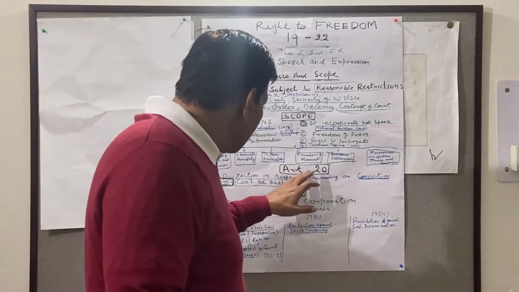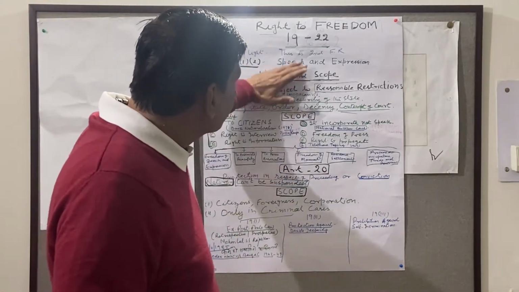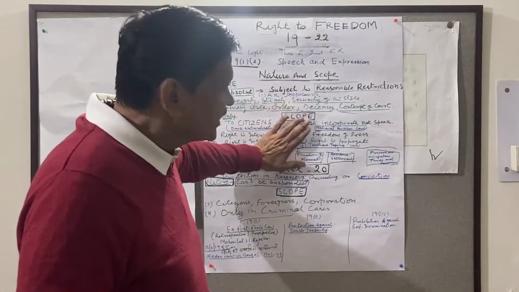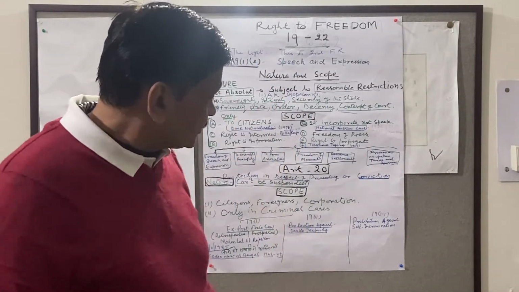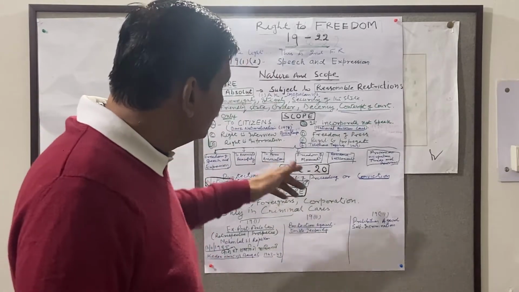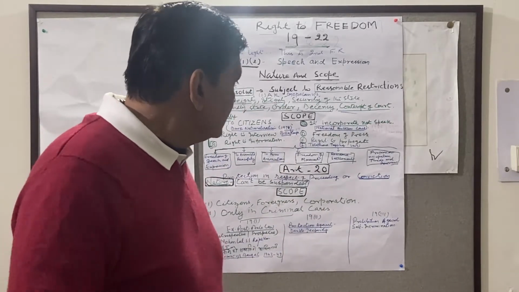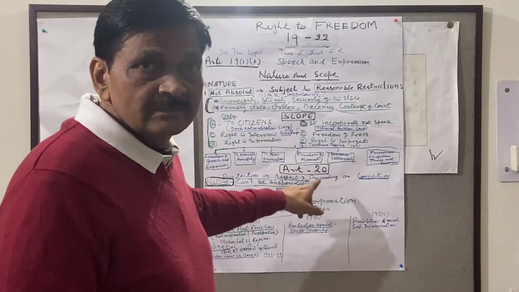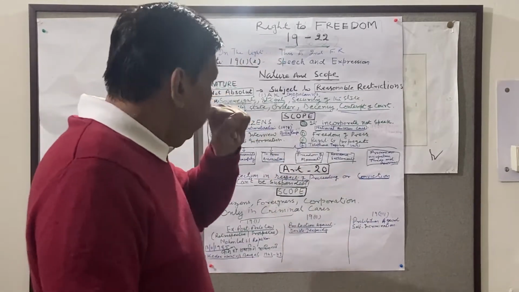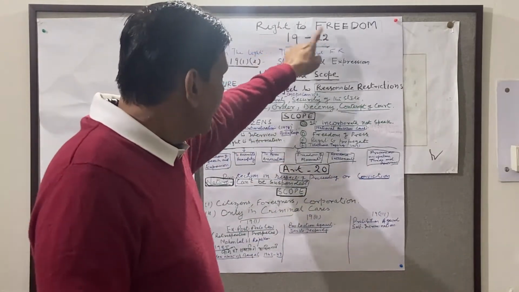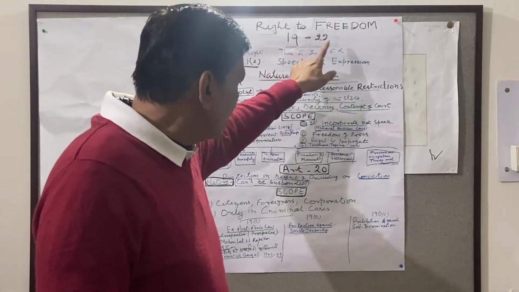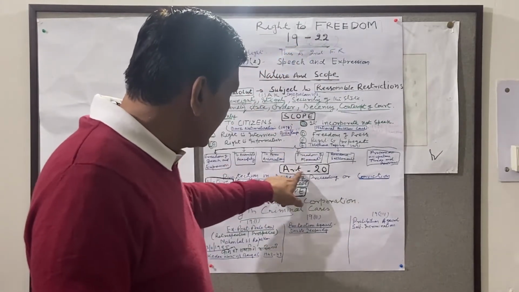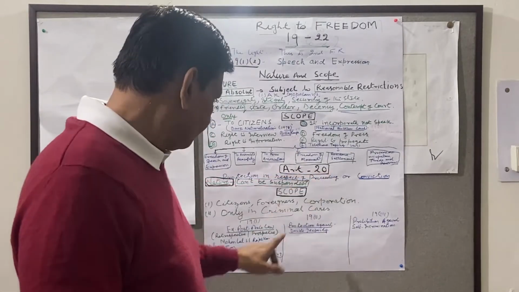Okay. Now, this is all about Article 19. You must carefully prepare it, and I will be asking some questions on this. Now, let us move to next article, that is Article 20. As I mentioned that right to freedom includes articles from 19 to 22. The next article in the line is Article 20.